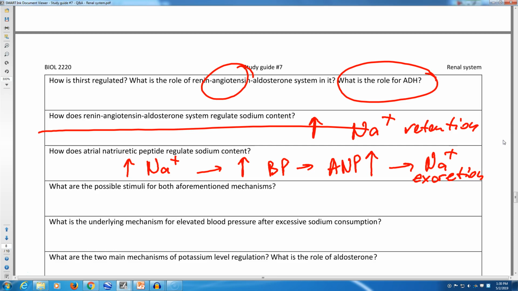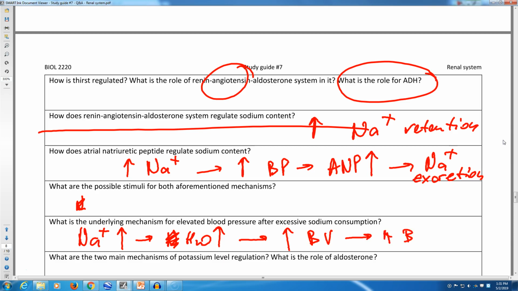So, excessive sodium consumption. A lot of sodium drives water from the cells. Sodium increases, and water is driven from the cells into the extracellular fluid, leading to elevated blood volume and elevated blood pressure.